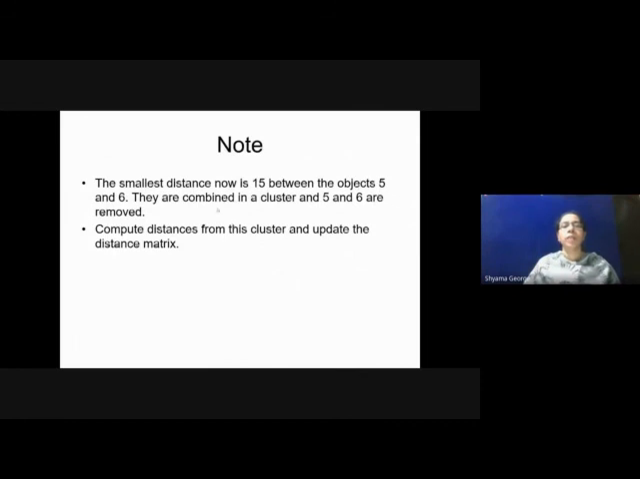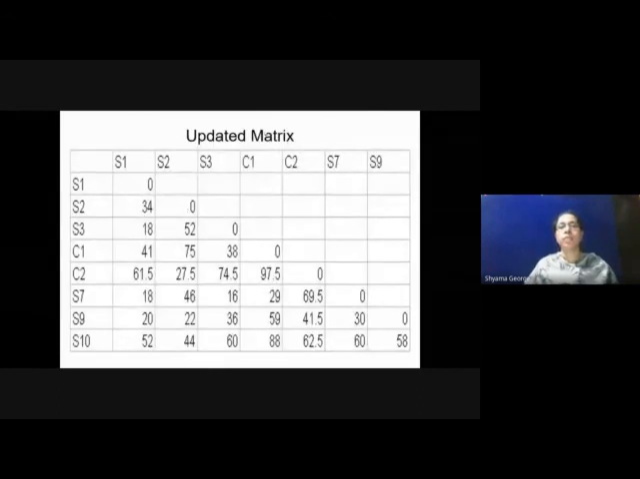Now when you take the distance matrix, the distance is 15 between objects 5 and 6. They are combined into a cluster. Then you can update the cluster just like we did in the previous step, and compute the distance matrix. Now the C2 value is to be replaced for these two objects, the distance between C2 and all other objects should be found, and the values are replaced.